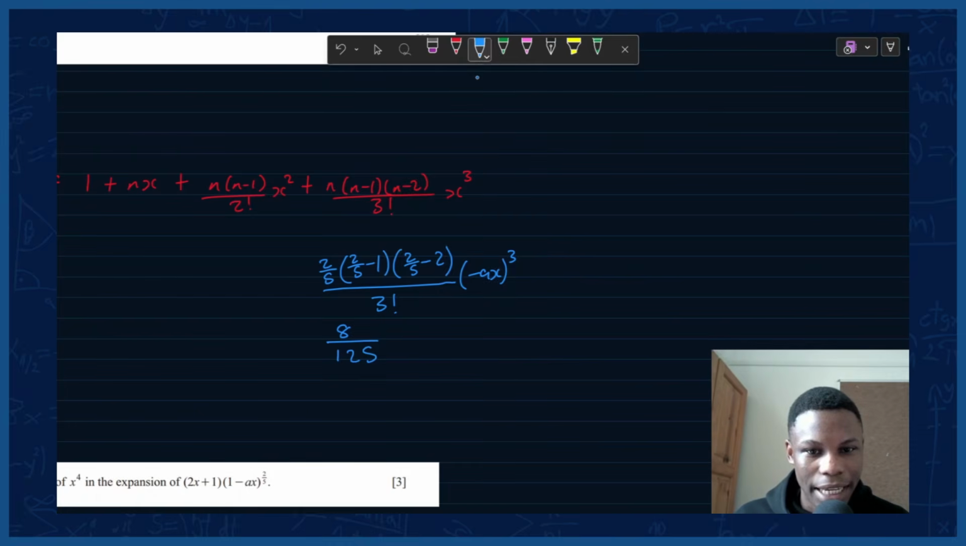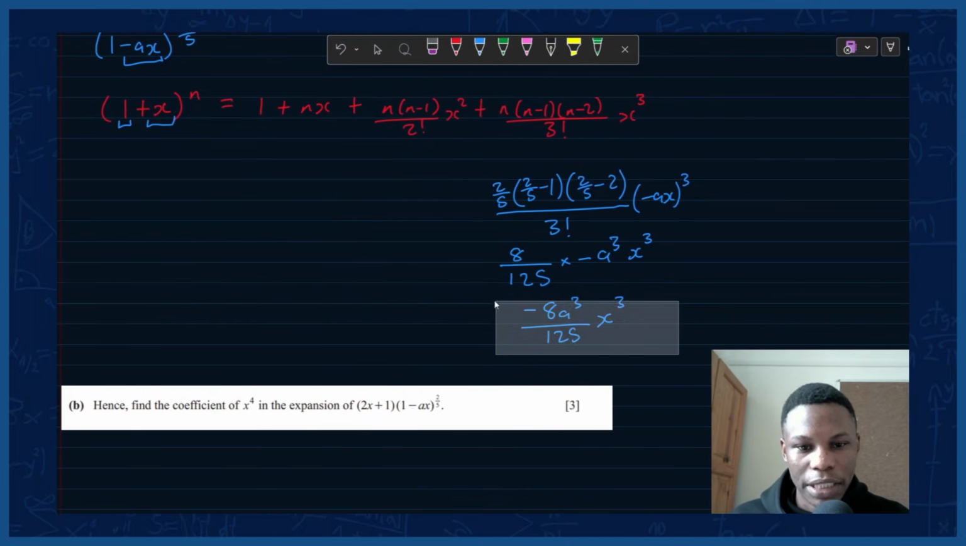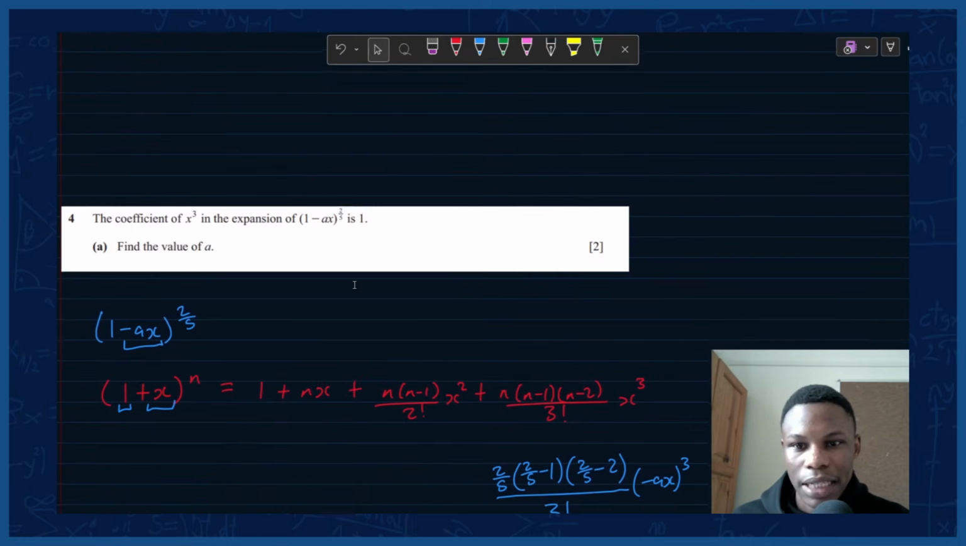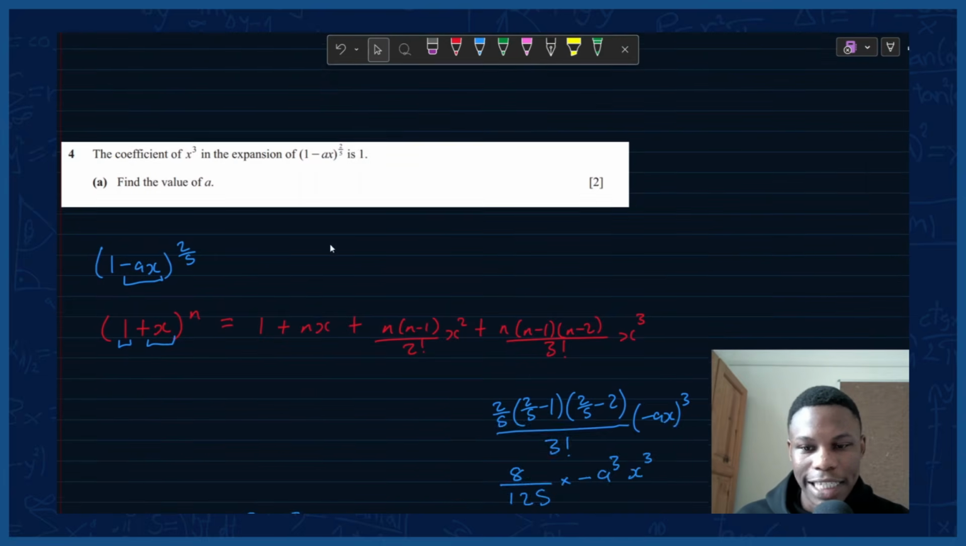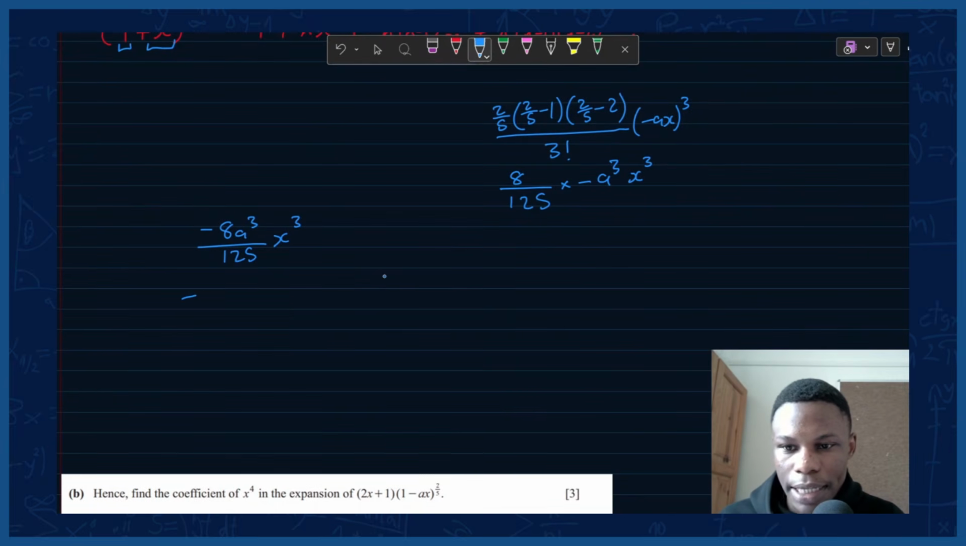And then here I've got negative ax cubed. So cube the negative sign, it becomes negative. Cube the a, it becomes a cubed. And then cube the x, it becomes x cubed. So this is negative 8a cubed over 125 x cubed. So I hope you can see that our coefficient of x cubed is just this negative 8a cubed over 125. But we were told that this is equal to 1. So we just need to set that to 1. So we're saying negative 8a cubed over 125 is 1.